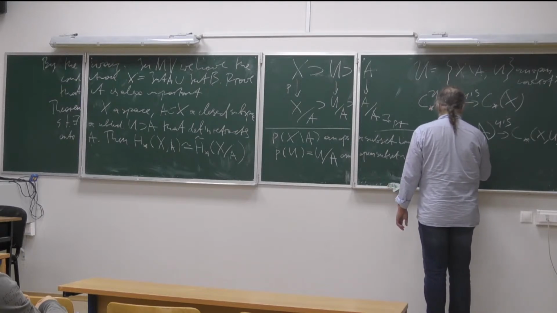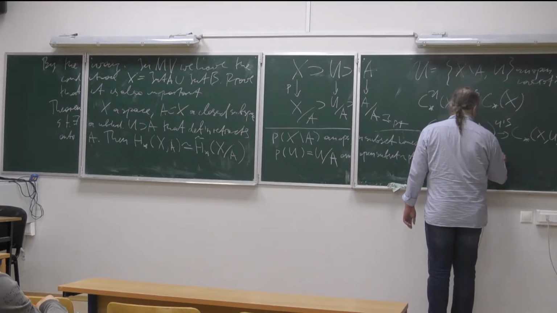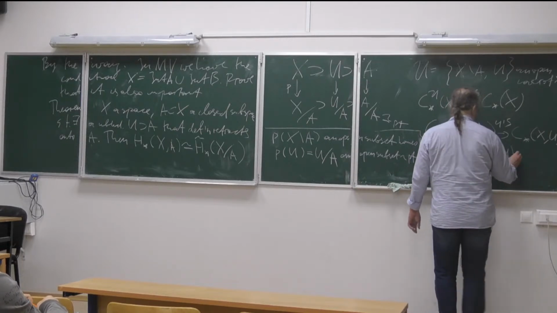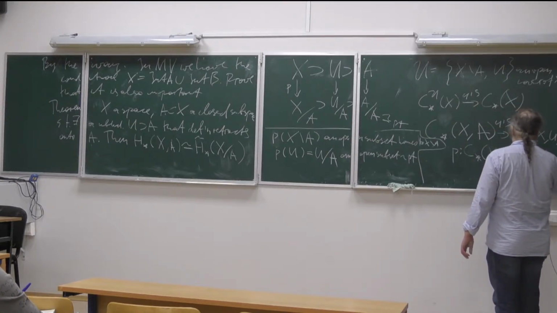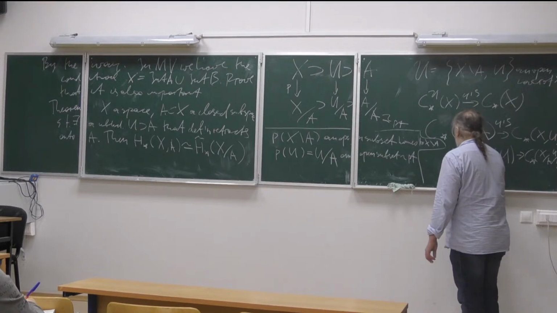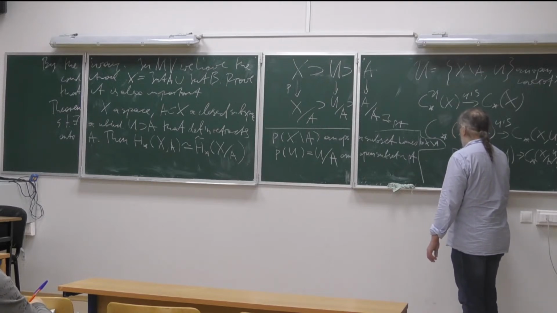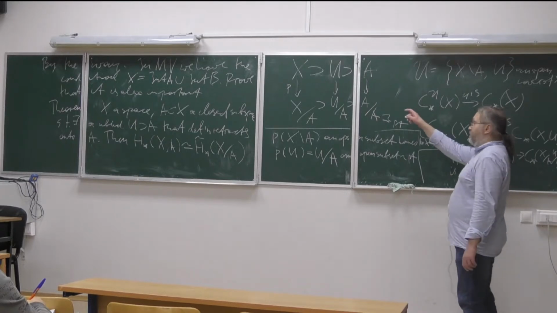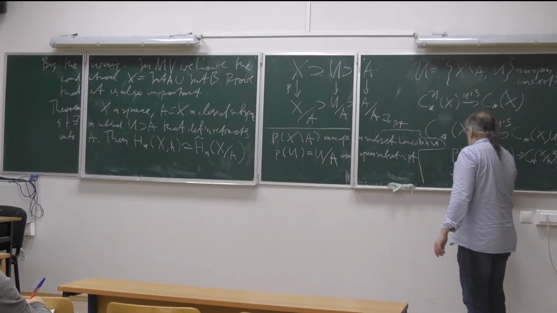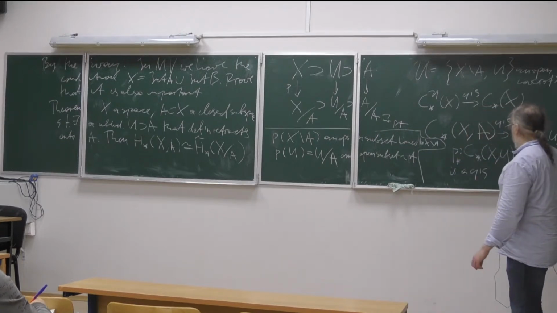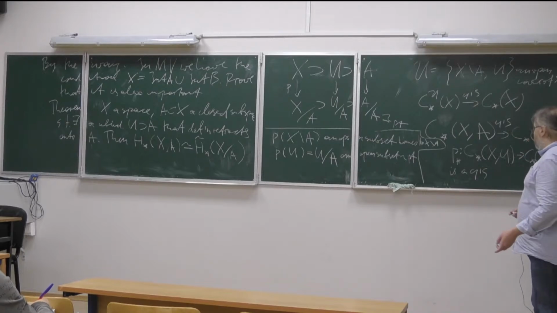So we want to prove that P from C_*(X, U) to C_*(X/A, U/A), let me call this map P hash to distinguish it from P. And we want to show that this map is a quasi-isomorphism.